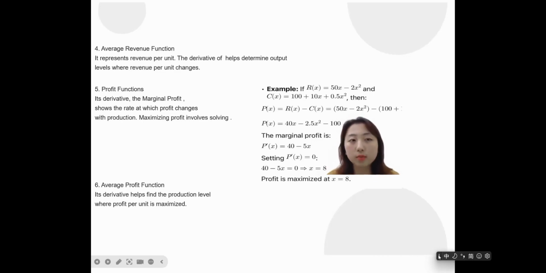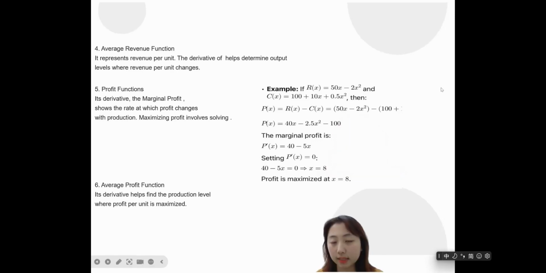The fourth is the average revenue function. It represents revenue per unit. Its derivative helps determine output levels via revenue per unit change. And the fifth is the profit function. It's very important to us. Its derivative, the marginal profit, shows the rate at which profit changes with production. Maximizing profit involves solving.